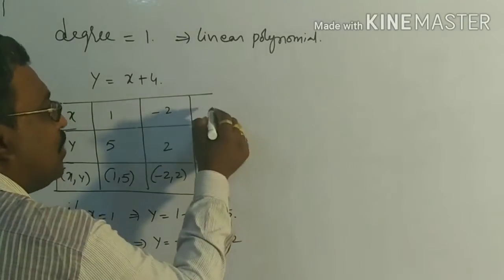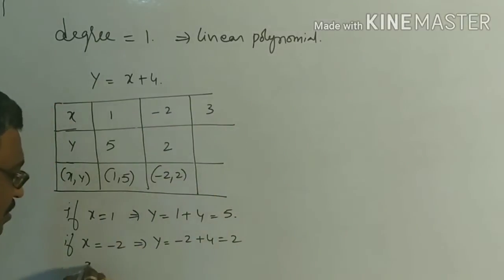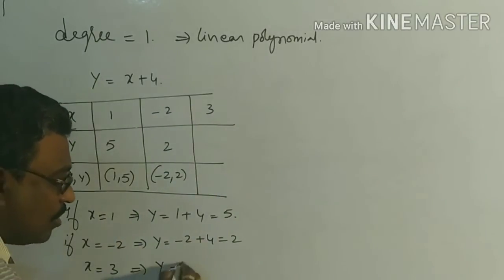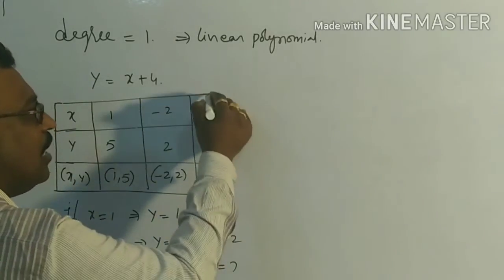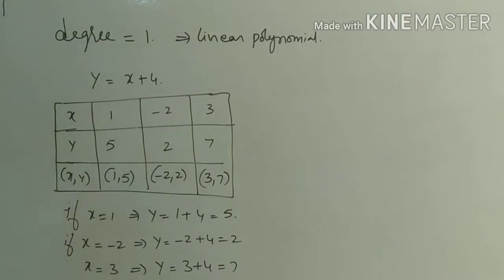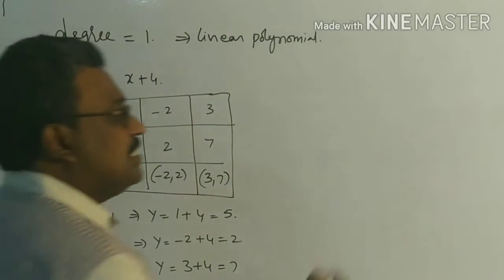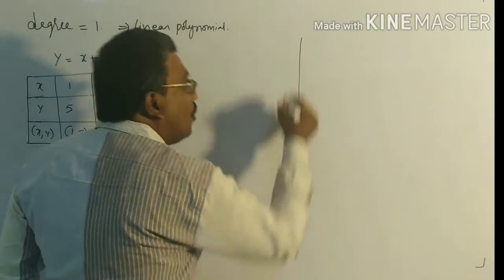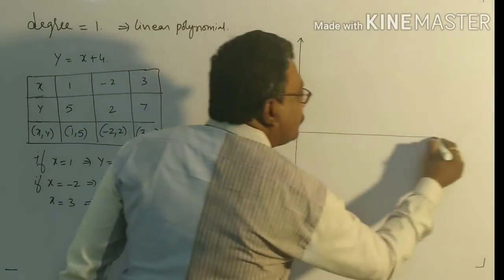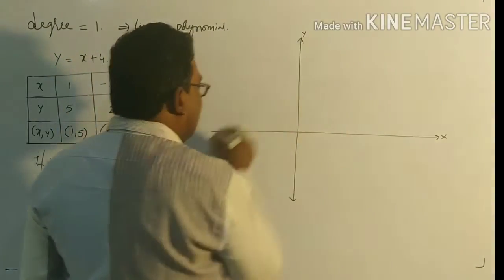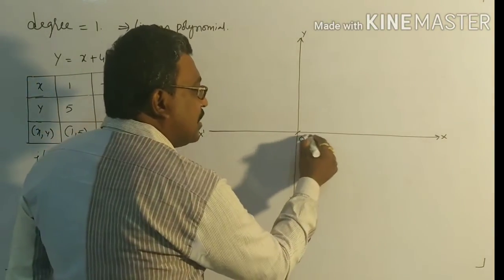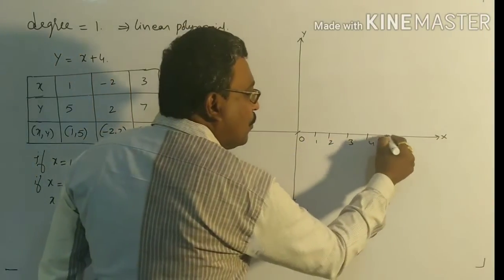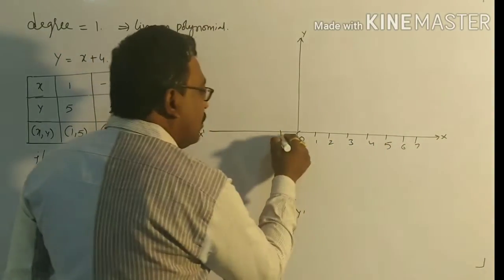I am taking the x value 3. Then y is equal to 3 plus 4, 7. So on. You can take any 3 different values of your wish, and you can take your own example. Now, I am drawing the graph of this. This is the x-axis, y-axis, x dash, y dash. I am taking the scale 1, 2, 3, 4, 5, 6, 7.